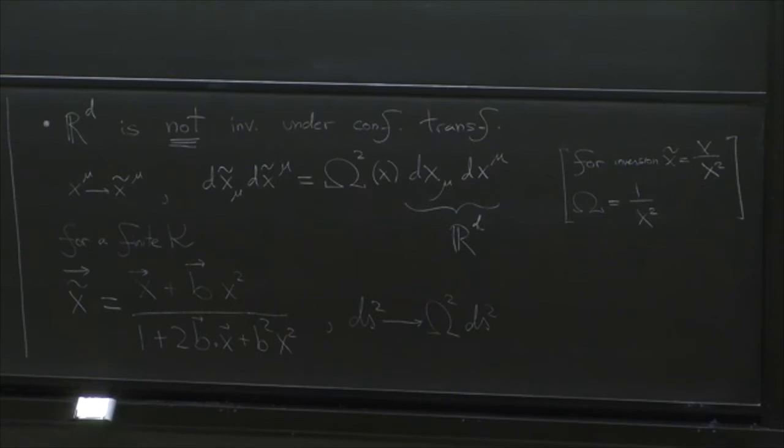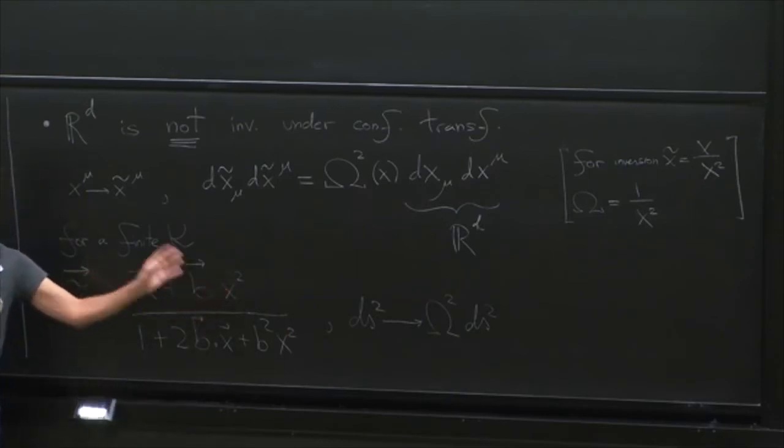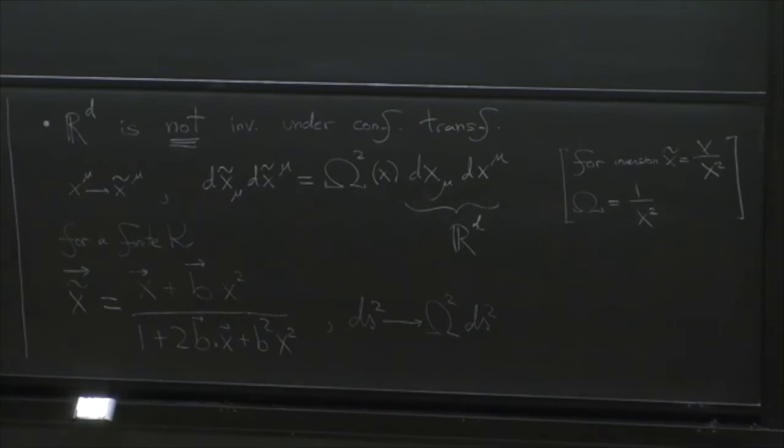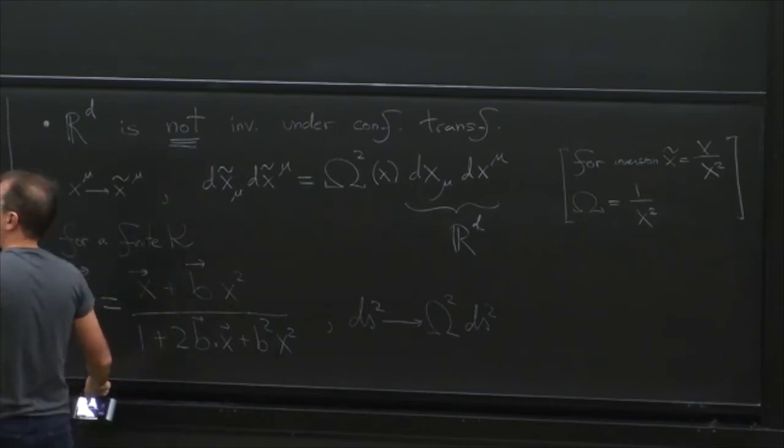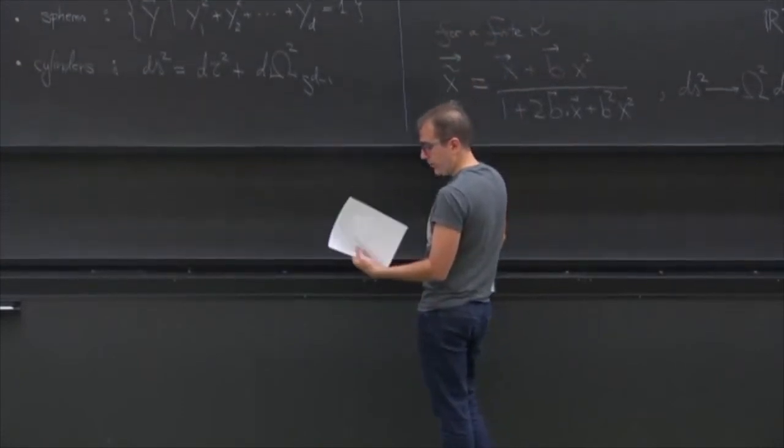The notation here, I hope, is clear. x squared means the norm of the vector squared, right? x squared is vectors. Okay, so that's the first comment, the first bullet point. Now, let's continue making a few comments.